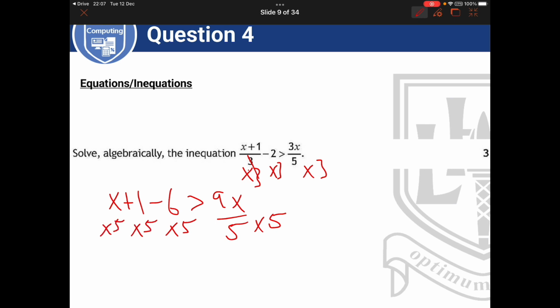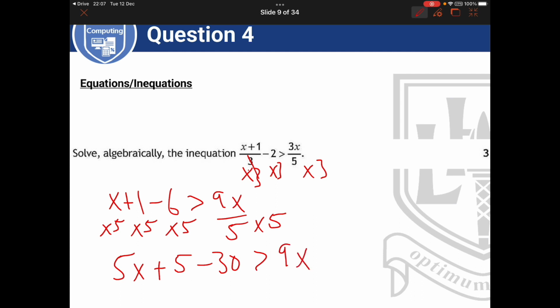So starting with the x times 5, that's going to be 5x. 1 times 5 is 5. Probably would have been easier to get rid of those like terms, but never mind. 6 times 5 is 30, so minus 30. And now I've got rid of that fraction, so I've got is greater than 9x.